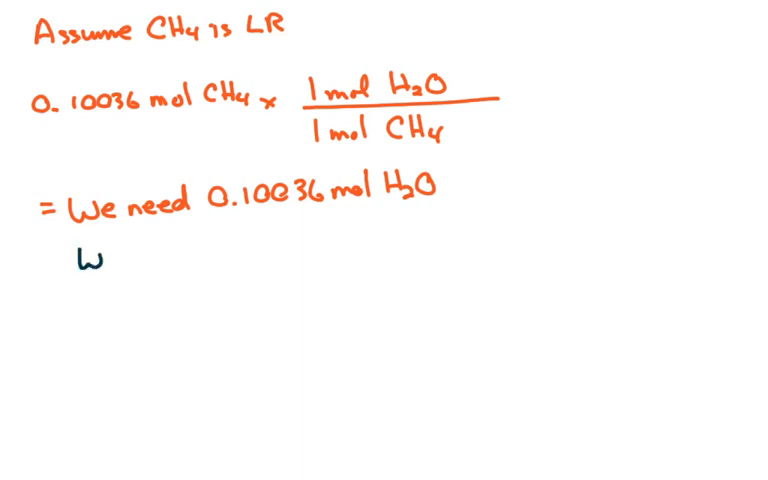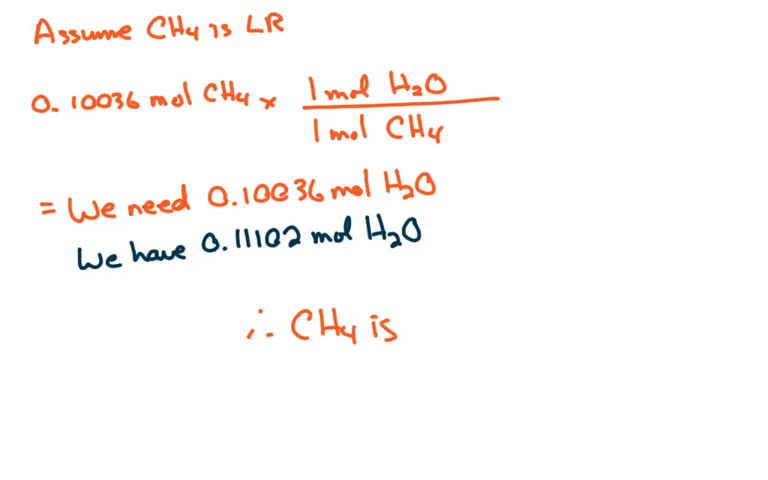And we just saw on the last slide that we have 0.11102 moles of water. So we have 0.11102, we need 0.10036, so we have more than enough water. So water is the excess reagent, so therefore methane is the limiting reagent. We were correct in the assumption. Now that we know this, we can go and we can find the theoretical yield of hydrogen.